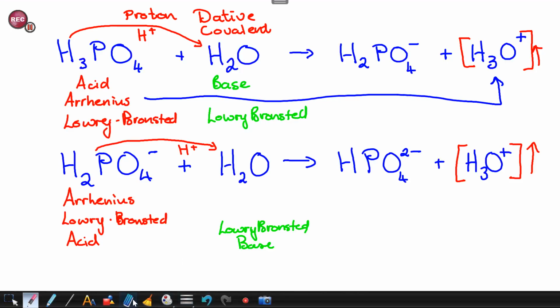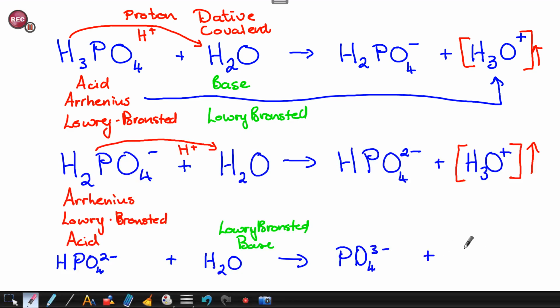This monohydrogen phosphate ion, HPO4 2-, can donate another hydrogen to form the phosphate ion, PO4 3-, increasing the concentration of H3O+. Something like that is called a polyprotic acid.